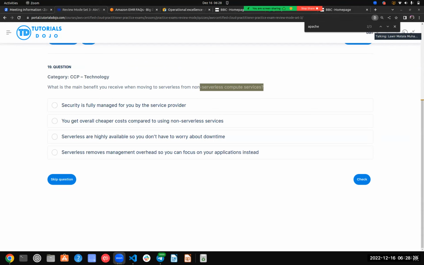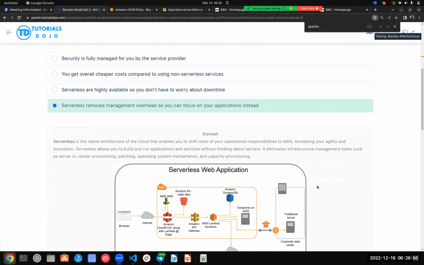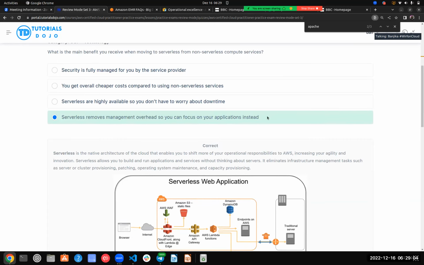Serverless removes management overhead so you can focus on your application instead. Yeah, go for D as well. Serverless takes the customer off from taking care of the servers. That's correct. Serverless means you don't have to do anything with servers. AWS will be doing that. So it removes management overhead, so you focus on your applications instead. That's correct.